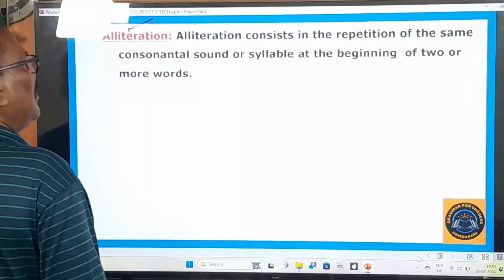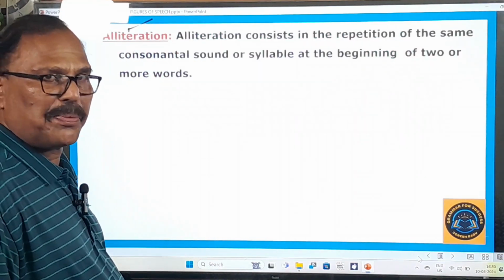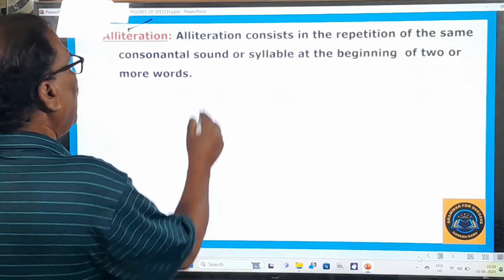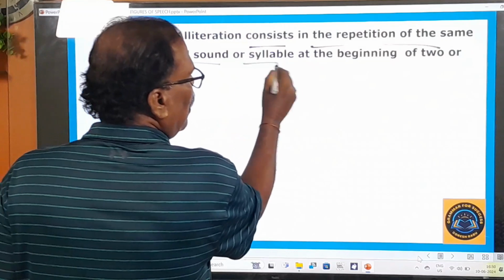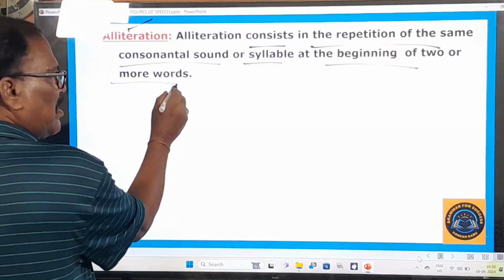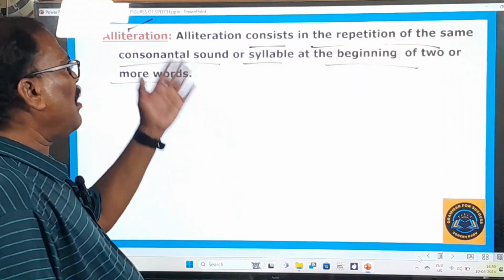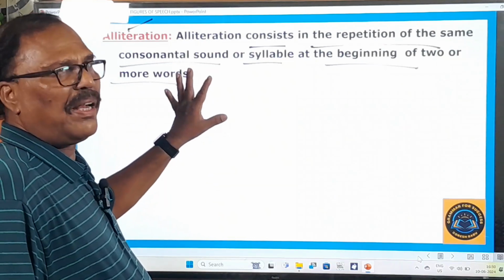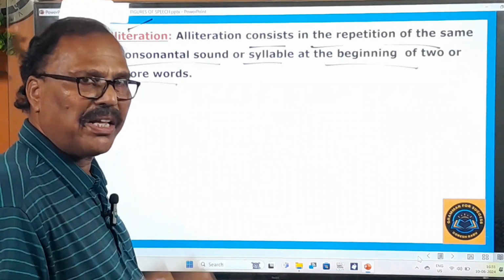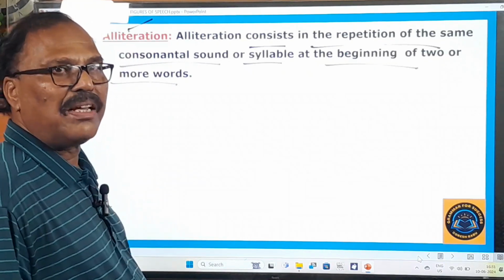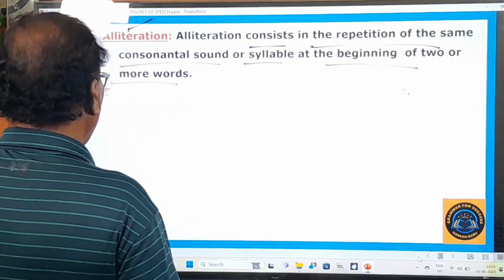Alliteration. This is also a figure of speech or a literary device. Alliteration consists in the repetition of the same consonantal sound or syllable at the beginning of two or more words. So that is called alliteration. Very beautiful, and it is employed in almost all the poems. The poets are very fond of using alliteration in their poems. Right. How? Here you pay attention.